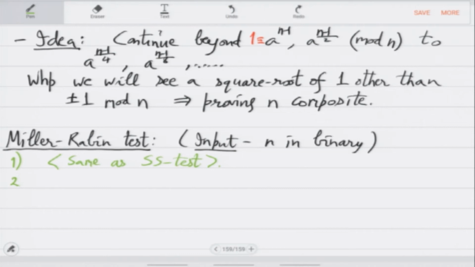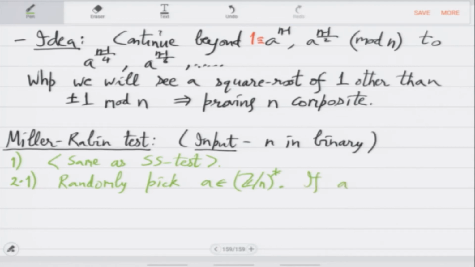Next step is to randomly choose a from 1 to n minus 1. In fact, let me just say in Zn star, because otherwise if it shares a factor with n, then you factor n. That will be a certificate of compositeness. So randomly pick an a which is co-prime to n.